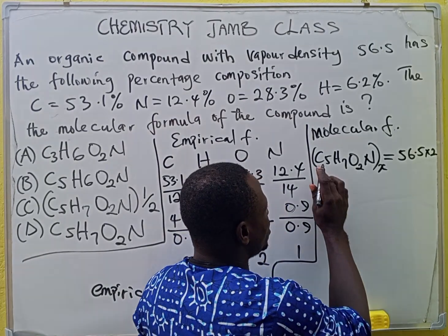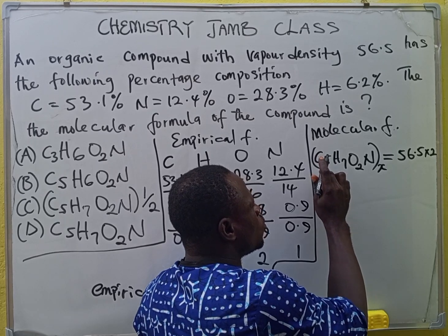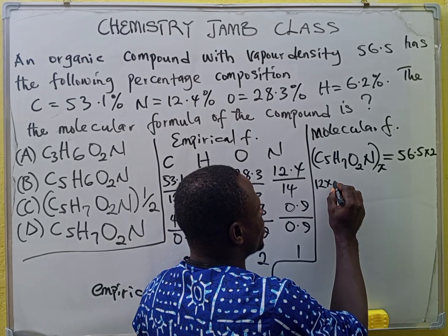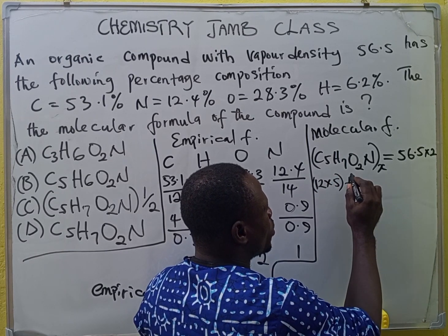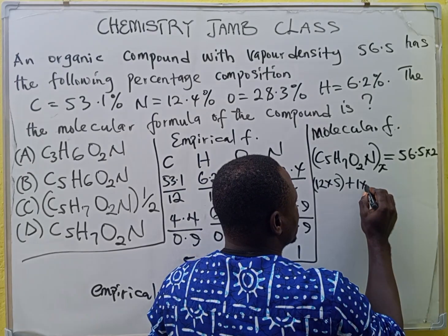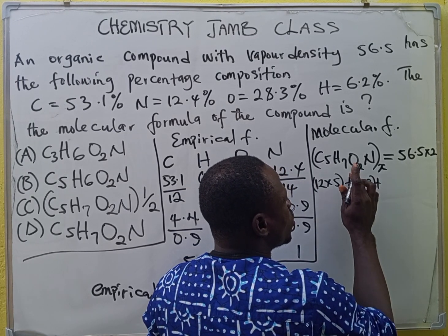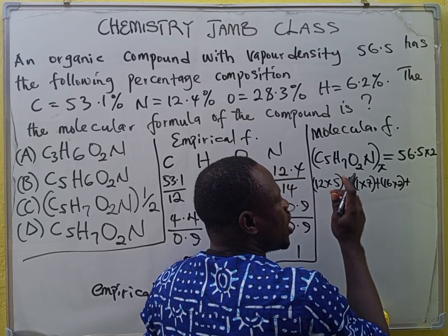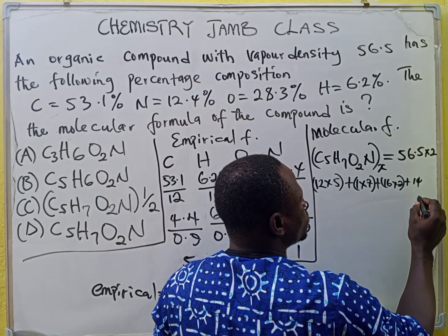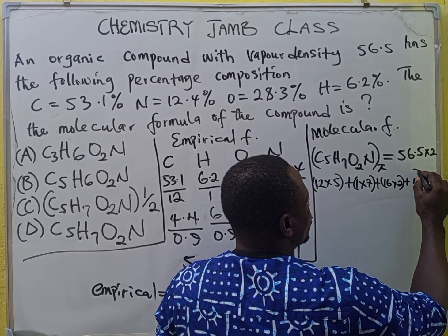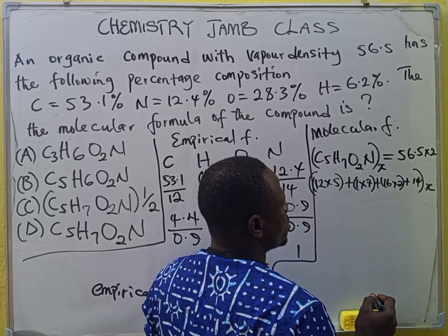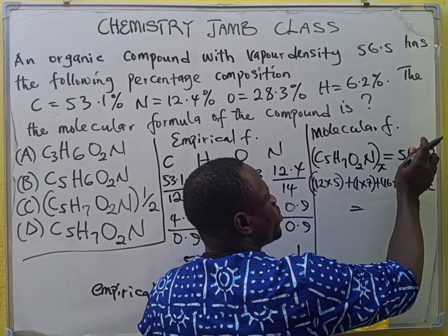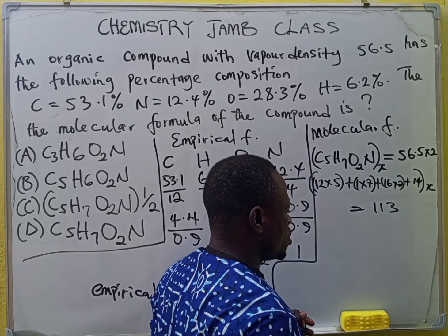Now, let's proceed. We are going to look at carbon here. The atomic mass of carbon is 12, 12 times 5, plus hydrogen is 1, 1 times 7, plus oxygen is 16, 16 times 2, plus nitrogen, 14. Close the bracket. x is equal to the vapor density, 56.5 times 2, which gives 113. Do you get that?